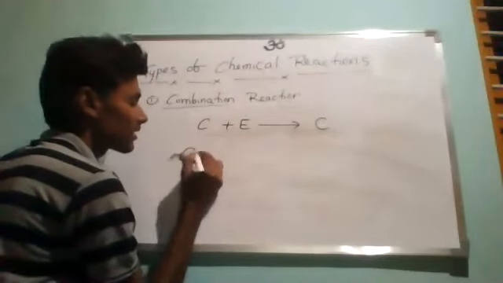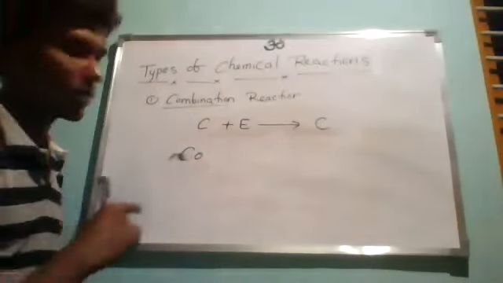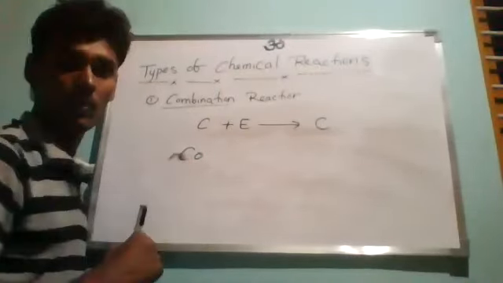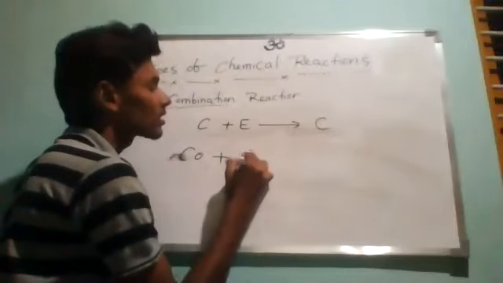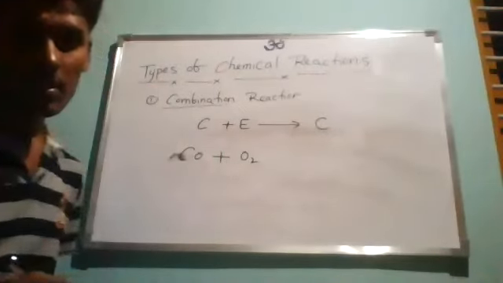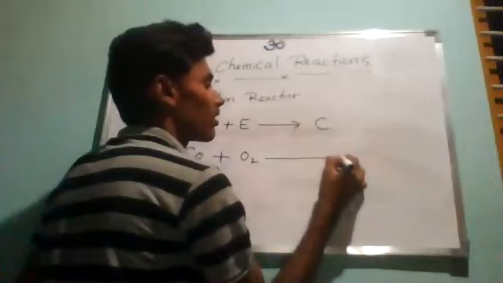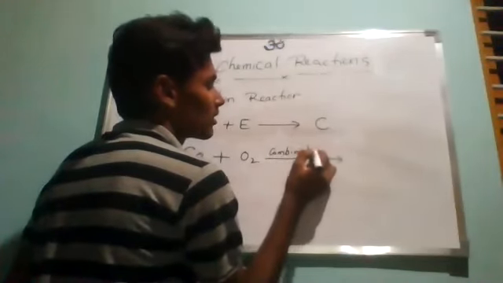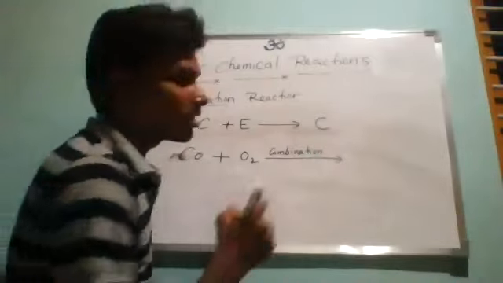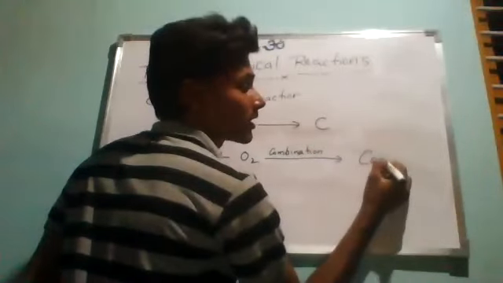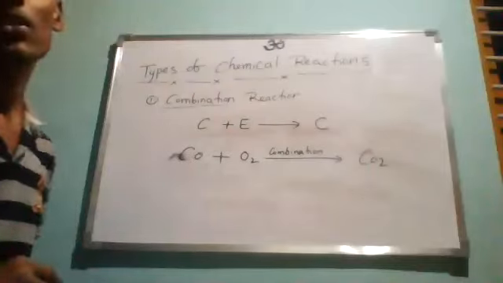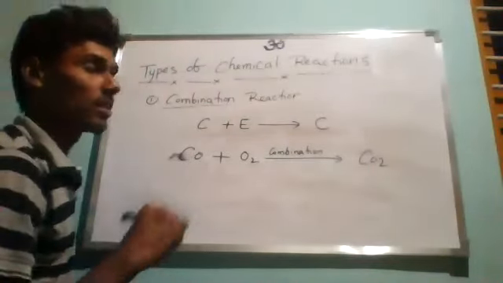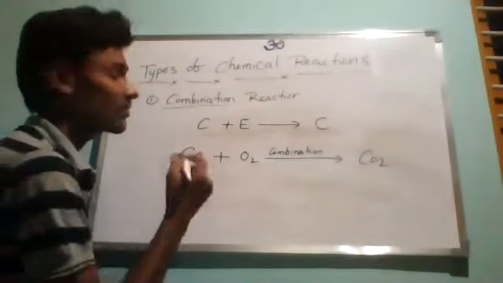Now see the example for element plus compound combination reaction. The first example is carbon monoxide, you know the formula is CO. It will be reacting with oxygen, and they will form the product called carbon dioxide. And represent the state of these substances.